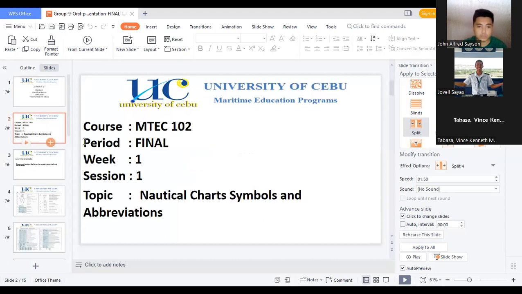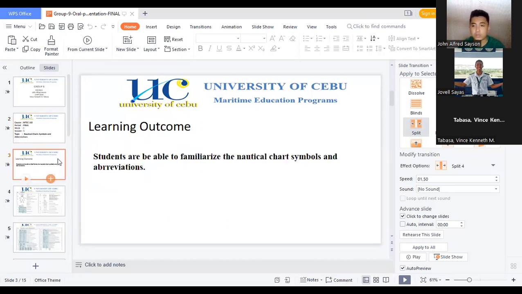So our course is MTech 102 final, and our topic is nautical chart symbols and abbreviations. The learning outcomes: students will be able to familiarize themselves with nautical chart symbols and abbreviations.